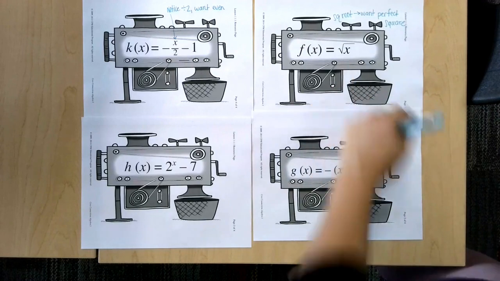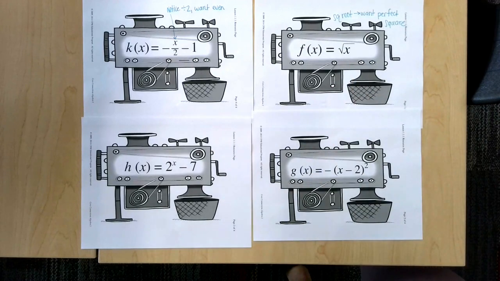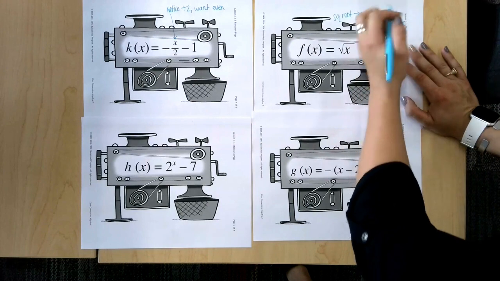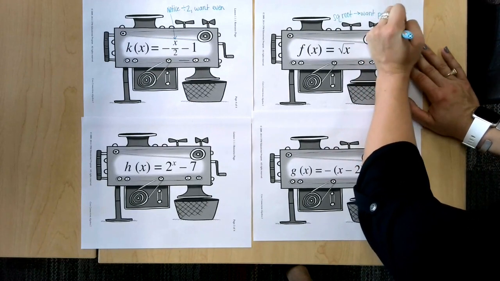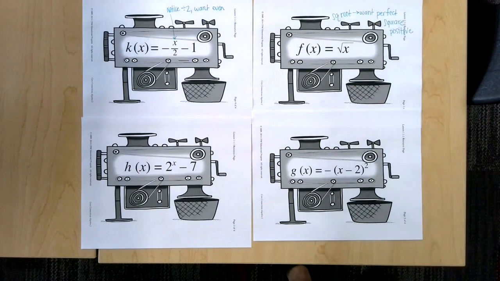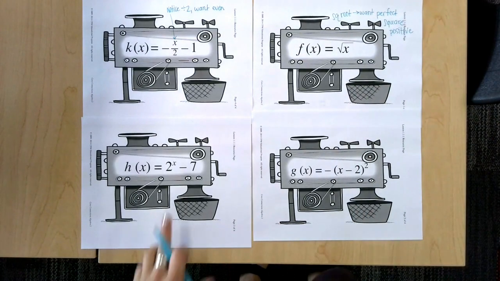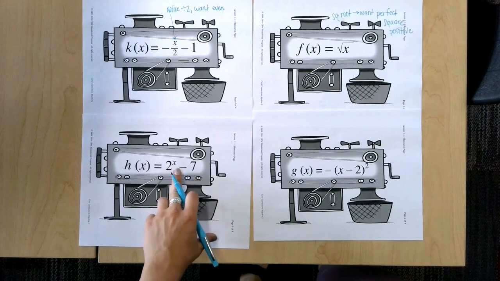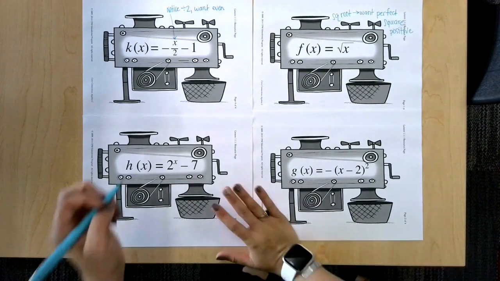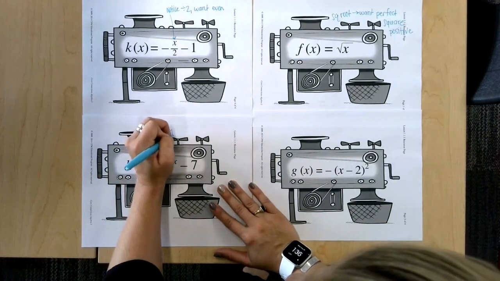Something I also notice about this square root is that when we take the square root of a number, it has to be positive. We can't take the square root of a negative number. So I also not only want a perfect square, but I want it to be positive. Okay, so some things that we notice here. This is an exponential, so our x is in our exponent. So I notice that this is an exponential.